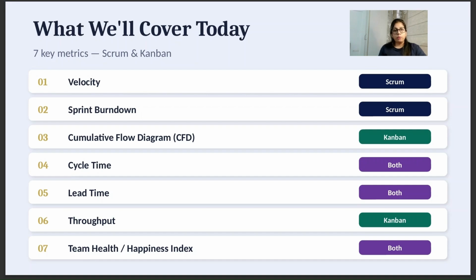Okay, so here is the roadmap of what we will cover today. I will talk about 7 key metrics for both Scrum and Kanban frameworks. I have color coded the frameworks so that you understand where we are in the flow right now. So, we will be talking about velocity, sprint burndown, cumulative flow diagram, cycle time, lead time, throughput, team health or happiness index. I will explain the formulas of these metrics and how to read them. Let's dive into it.